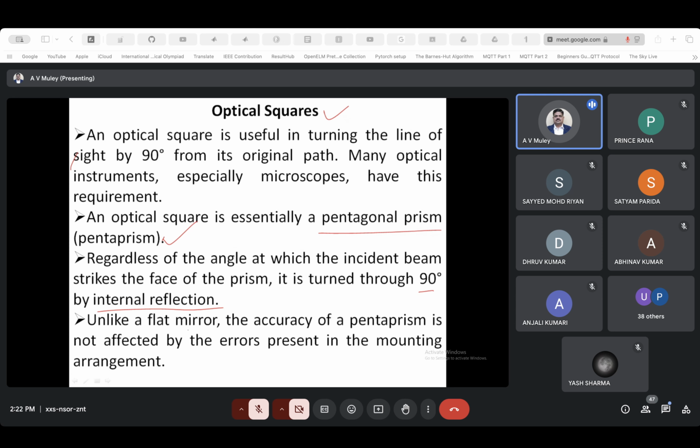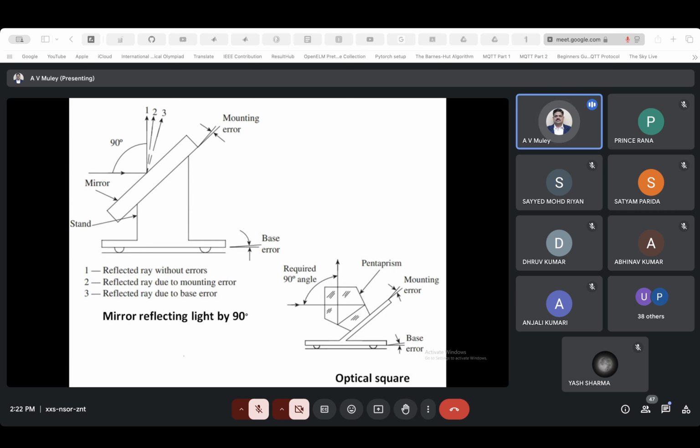Unlike a flat mirror, the accuracy of the pentaprism is not affected by errors present in the mounting arrangement. So look at this particular एक prism है इसमें इस तरह से, जैसे मान लो अपनी मिरर यूज किया, इसको 90 डिग्री टर्न करना है, so there are chances of error at the base, there are chances of error at this particular location, and whereby we are not going to get, for example, exactly 90 degree turning of this particular light. So look at the reflected ray without error, reflected ray due to mounting error, reflected ray due to base error. So these are the possibilities. These possibilities can be avoided by using, for example, this particular optical square.